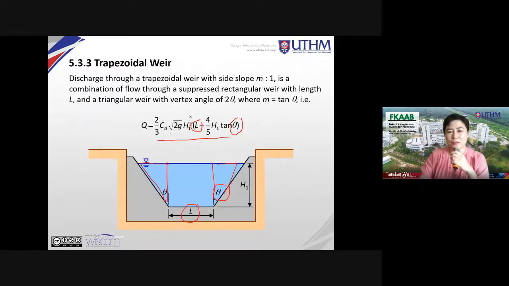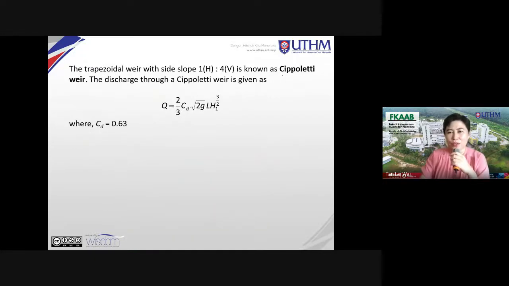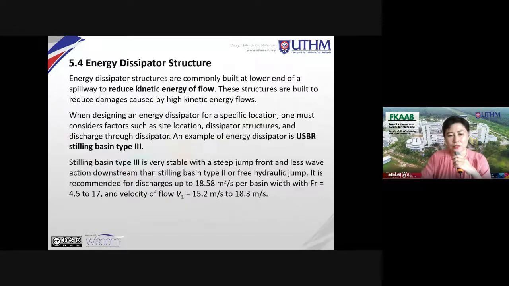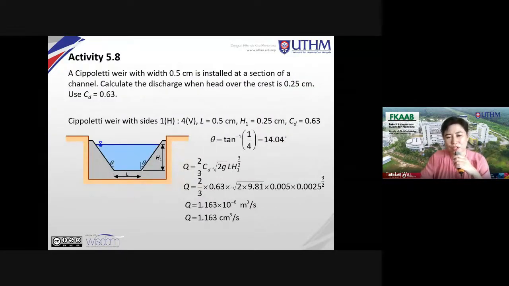Now before that, remember we looked at this Cipolletti weir, where the side slope is 1 to 4. The discharge through a Cipolletti weir is given as this. This is similar to your rectangular weir formula. You have Cd equals 0.63. This is also specifically for a certain situation. So you can use this equation, but I don't mind if you use the trapezoidal equation, it doesn't matter.